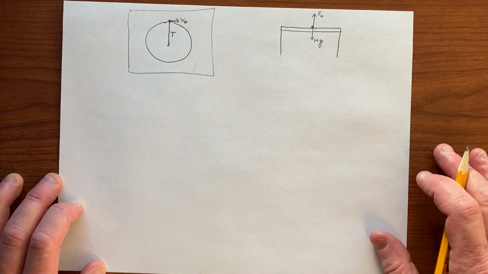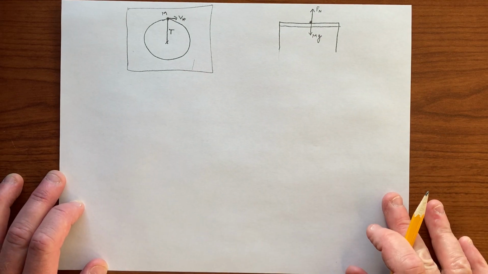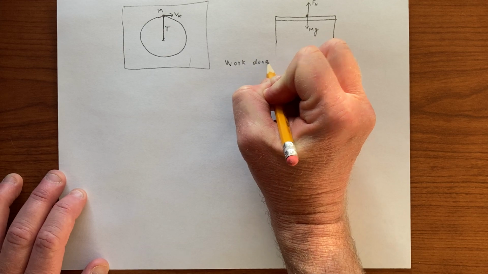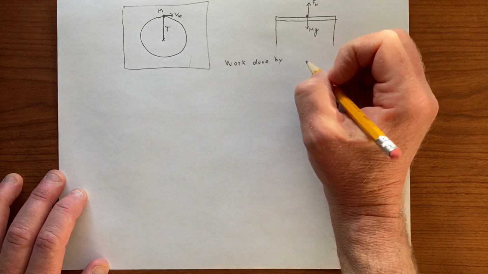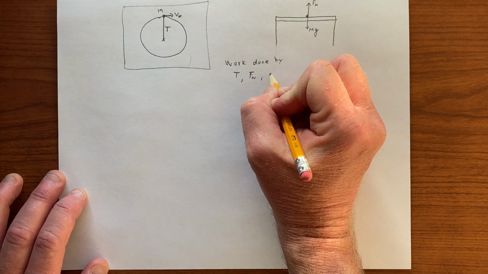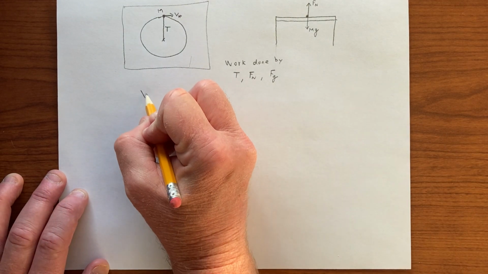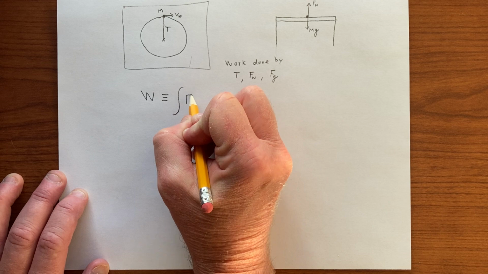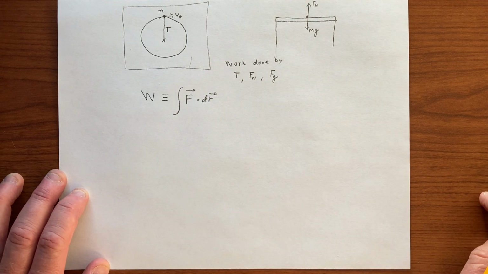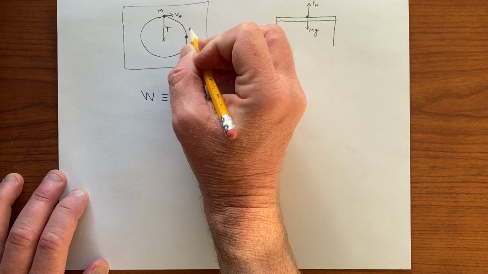And so the object, let's say, has mass m, and we can consider the work done by the different forces, the tension force, the normal force, and the force of gravity. And work is, by definition, the integral of the force over the distance. And so if we look at the object, it's moving in the direction of the velocity.